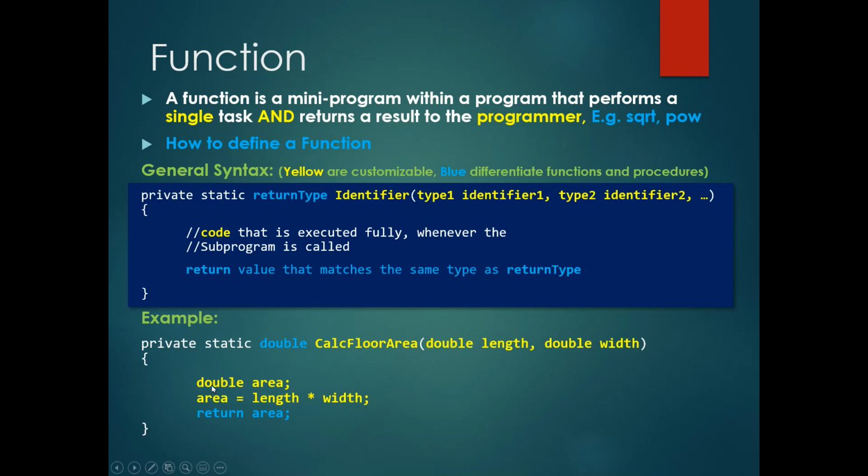So just like before, when we get down to this bottom closing bracket, all local variables are deleted. Length will get deleted, width will get deleted, area will get deleted. The value that's stored in area goes back up the chain, goes back up to wherever it was called.